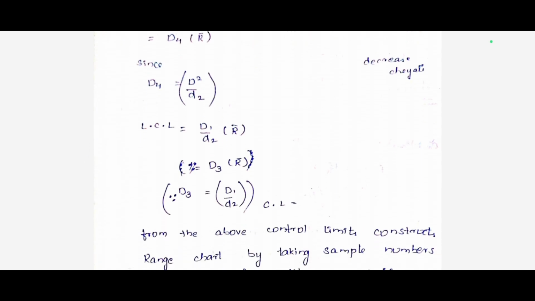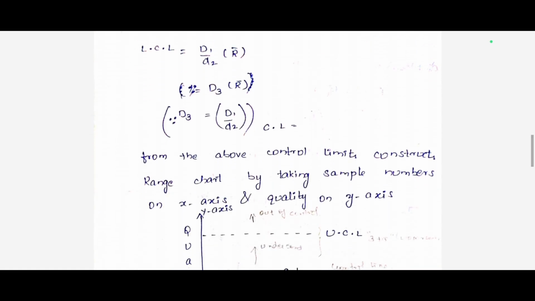So the k gets cancelled, and the expected value of Ri is d2 into sigma. From that we need just the sigma value, so R bar divided by d2 is an unbiased estimator of sigma. The control limits are given by UCL equals D2 into sigma. In place of sigma, what do you have to substitute? R bar divided by d2. So capital D2 divided by small d2 is denoted by capital D4, into R bar. Next, LCL, the lower control limit: D1 divided by d2 is denoted by capital D3, into R bar.